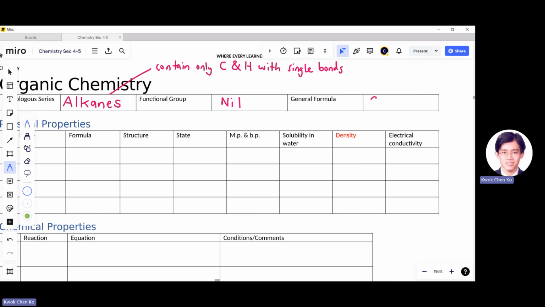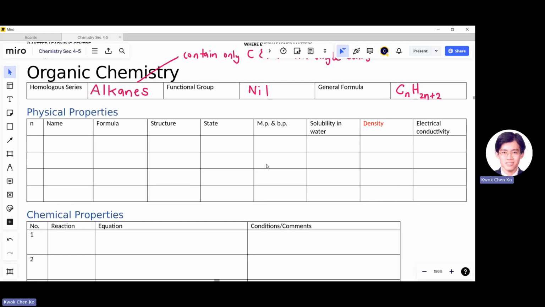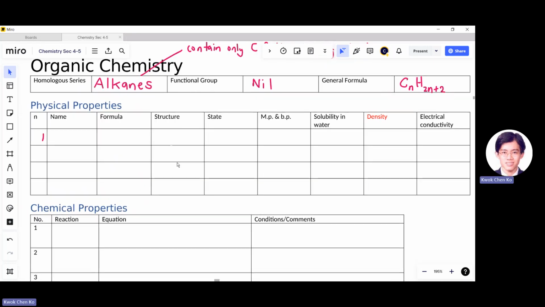Come, write down the general formula CnH2n+2, which you need to remember. So now look at the members. The n is an integer. So n starts with 1. For your syllabus, good news, you only need to know the first 4: 1, 2, 3, and 4. Once you see the pattern, it's not too bad.